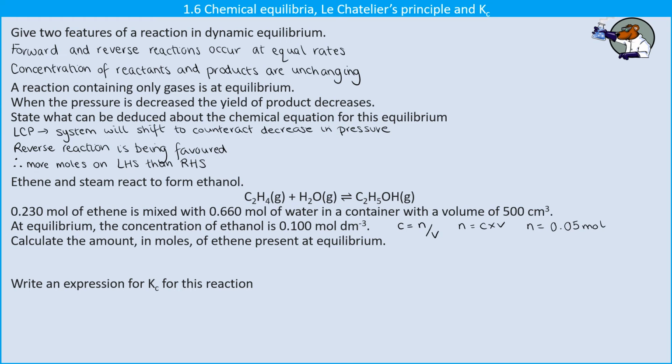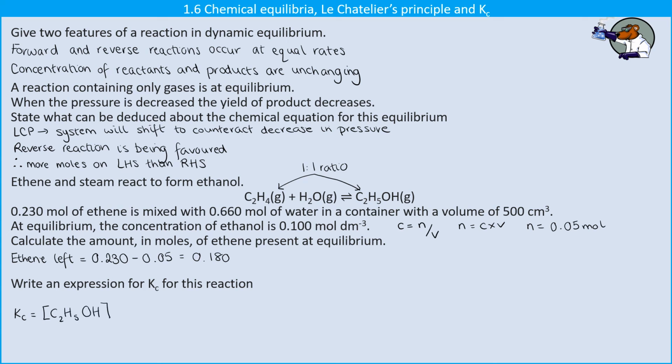Next, I'm going to look at my symbol equation to see what ratio the ethanol and the ethene are in. Well, actually here, this is very easy. They're in a 1-to-1 ratio. So for every 1 mole of ethanol that I make, I lose 1 mole of ethene. So my total moles at equilibrium are going to be the 0.23 that I started with minus the 0.05, which gives me 0.180 moles. Finally, I'm going to write an expression for Kc for this reaction.